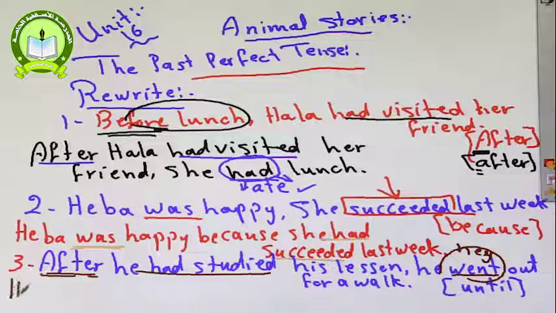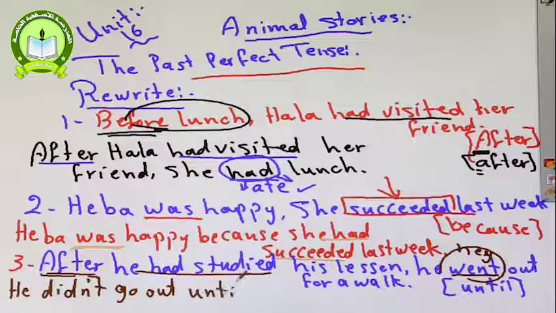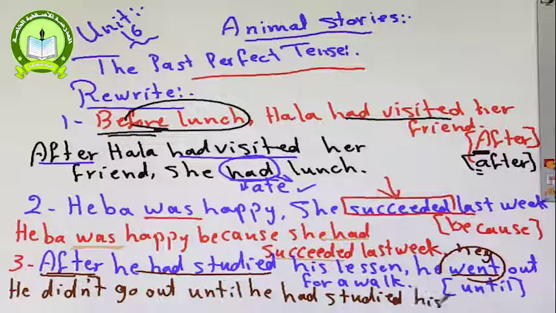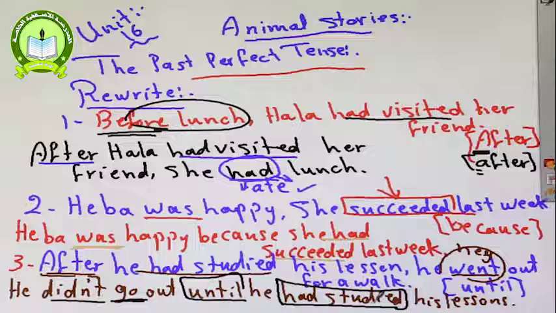He didn't go out until he had studied his lessons. What's this? What we did. Until or till, preceded by past simple negative, didn't go out, until he had studied, past perfect.